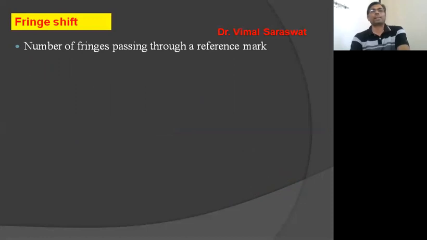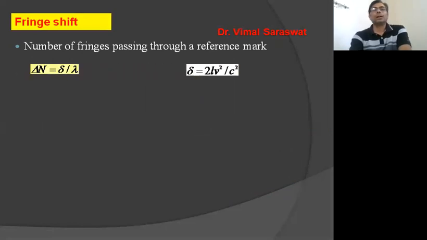Now the number of fringes passing through a reference mark, Δn, is equal to path difference upon wavelength of light. Since path difference is twice Lv² upon c², so Δn is equal to 2Lv² upon c²λ.